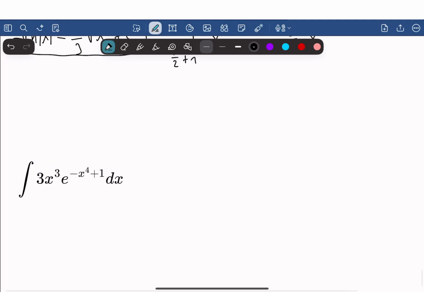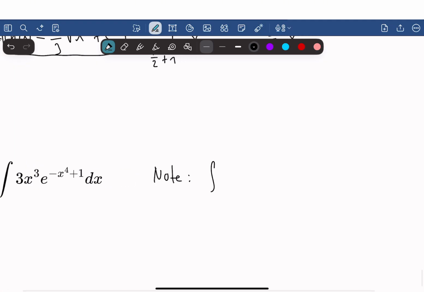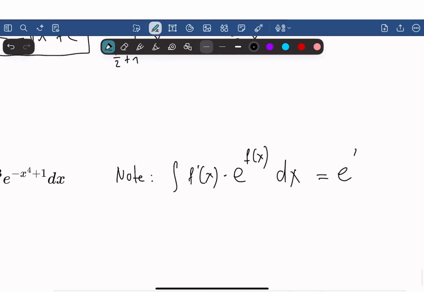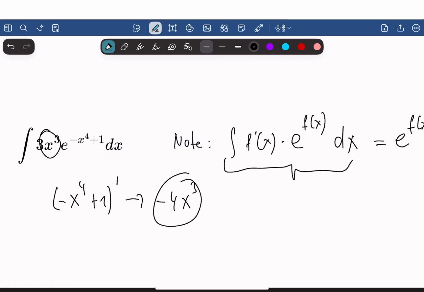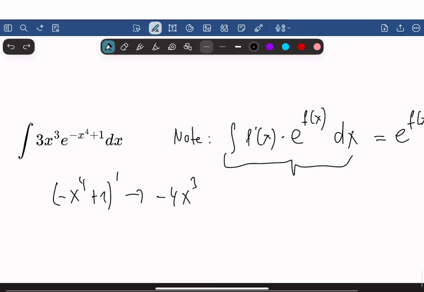So here you can also apply a rule. Note that if you have the integral of f prime of x times e to the f of x dx, you will get e to the f of x plus c. So you want the integral in this form, but if we are differentiating negative x to the 4th plus 1, we will get negative 4x to the 3rd. And this is clearly not the same as that. So we have to manipulate the integral a bit.